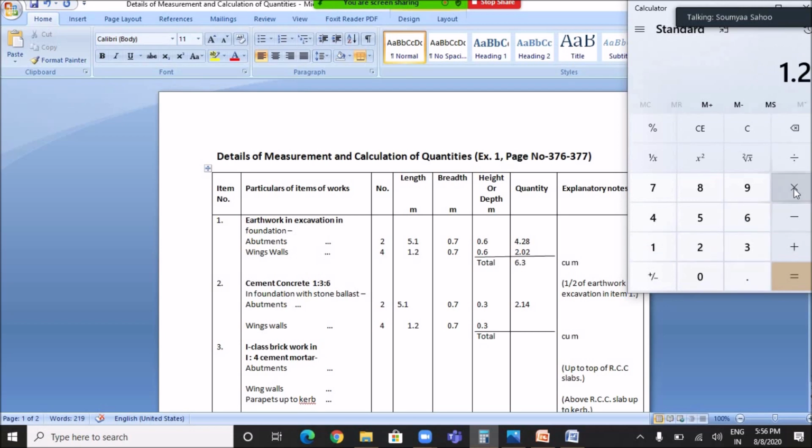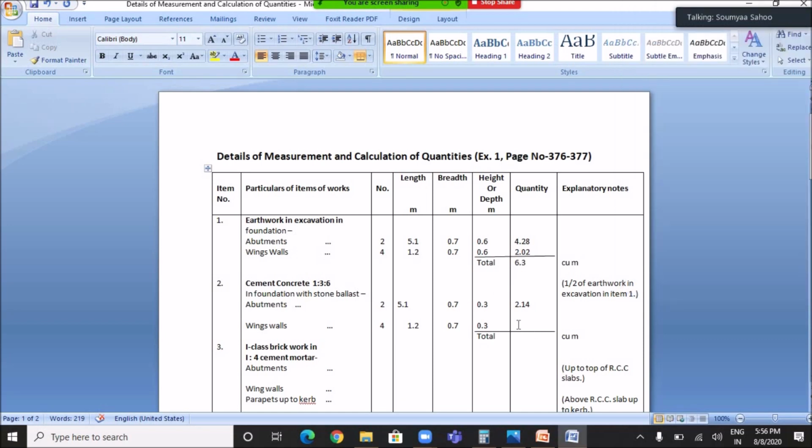Then next for wing walls we will calculate it. 1.2 multiplied with 0.7 multiplied with 0.3 multiplied with number of wing walls, that is 4, which is equals to 1.008 cubic meter, and I will round it to 1.01. So the total quantity will be 2.14 plus 1.01, which is equals to 3.15 cubic meter.